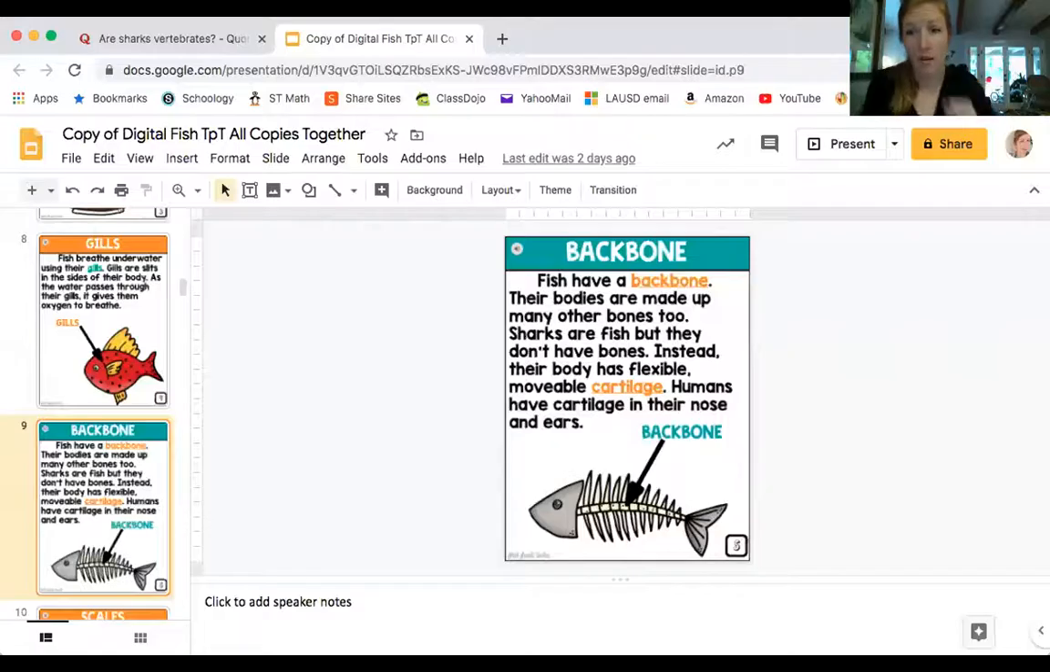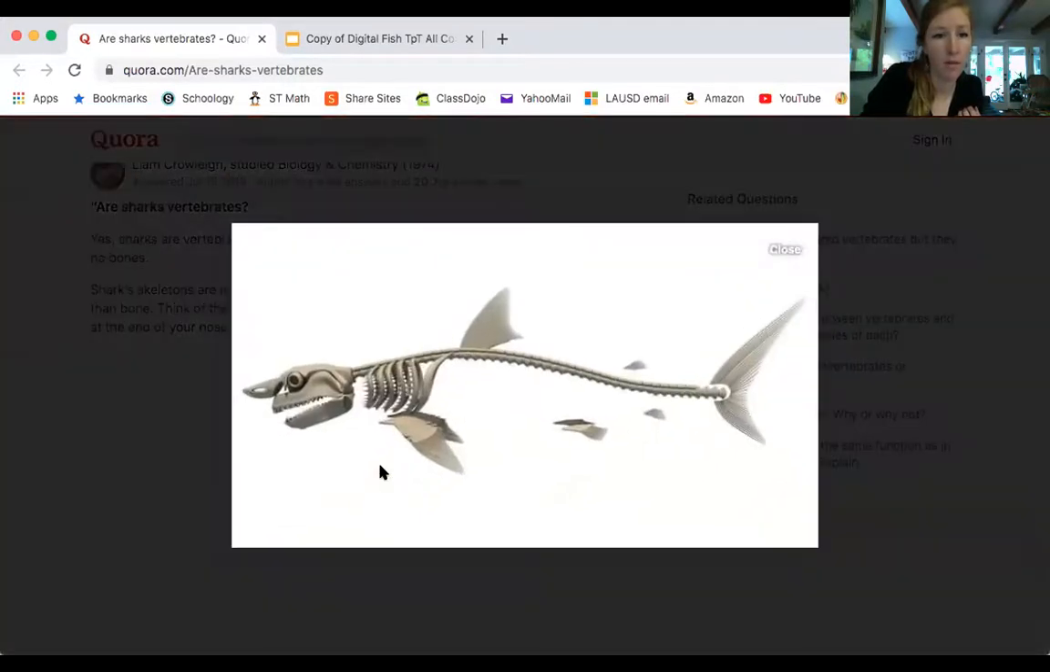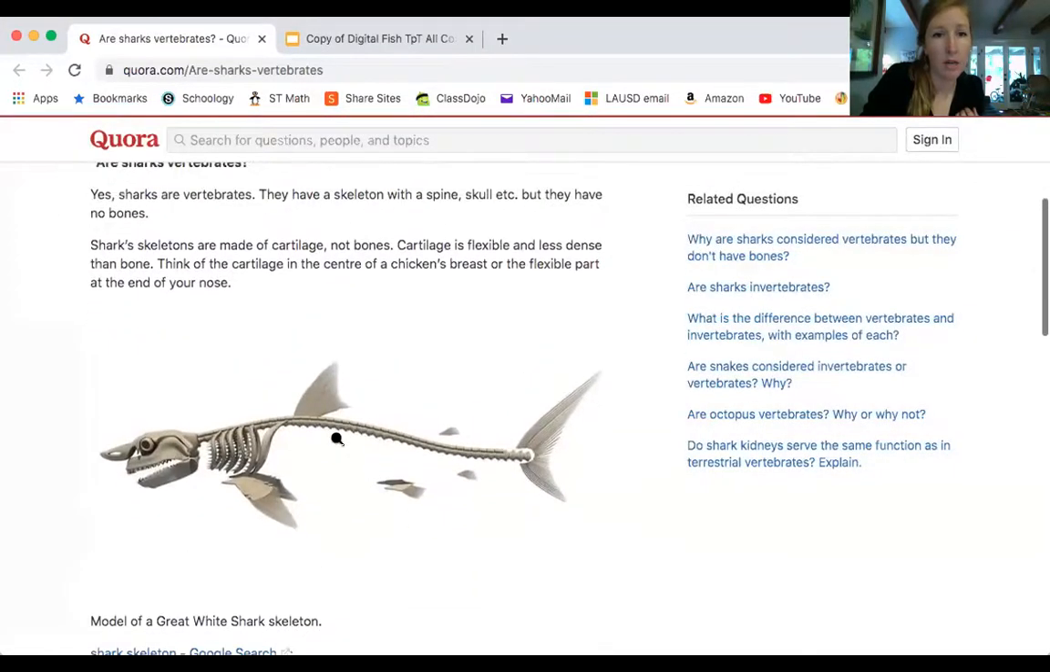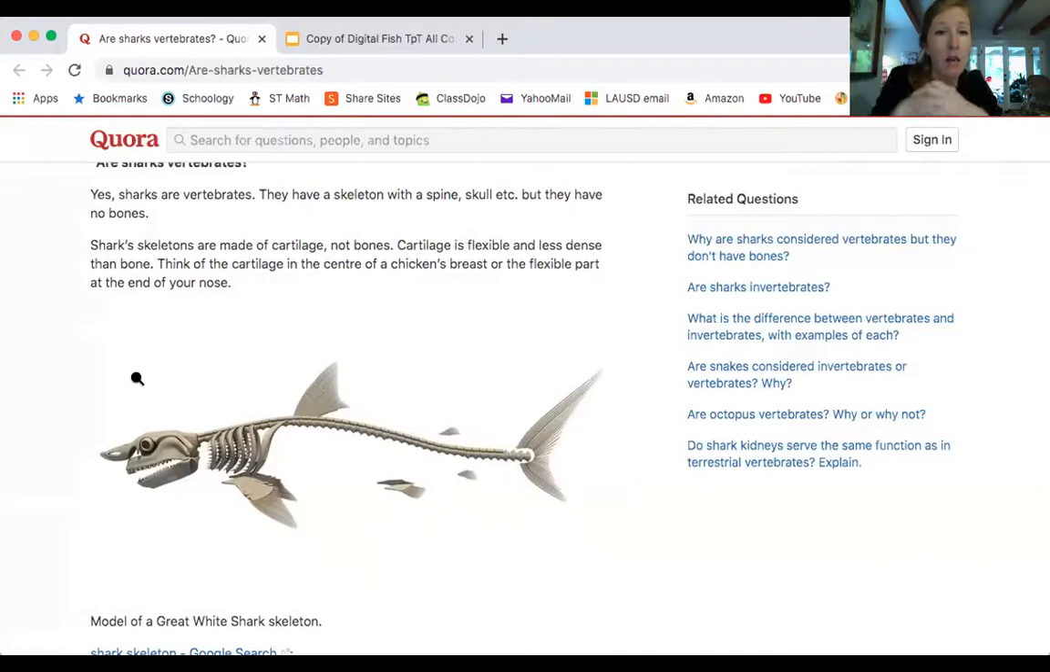However, they are still considered vertebrates. So let me show you that. Here we go. Yeah, sharks are vertebrates. They have a skeleton with a spine and a skull. They don't have bones, but it looks kind of like bones. It's just made of cartilage. So since they have that skeleton, they are still considered a vertebrate, just like the rest of fish.